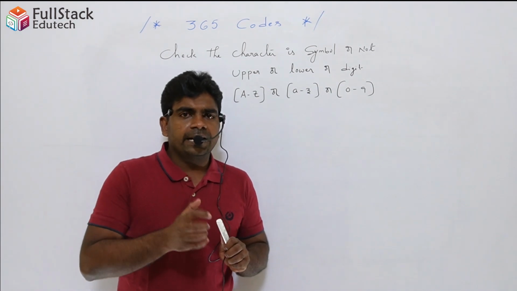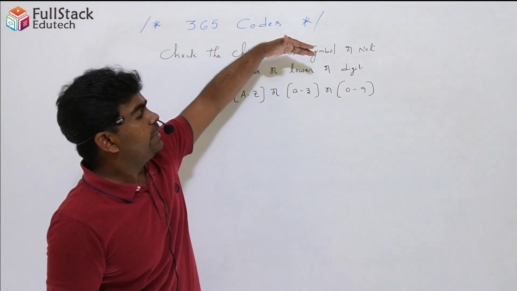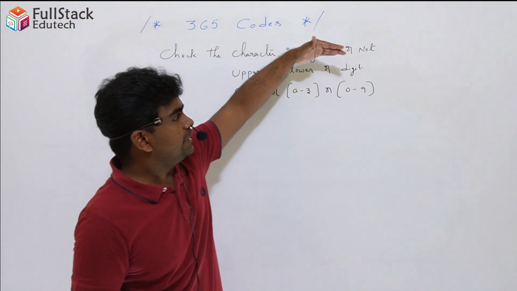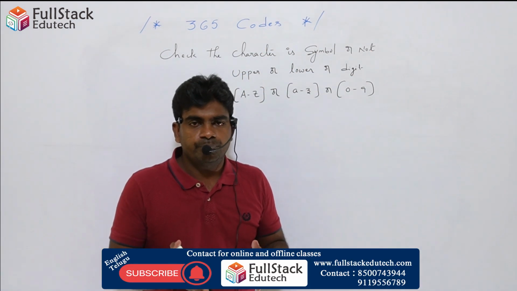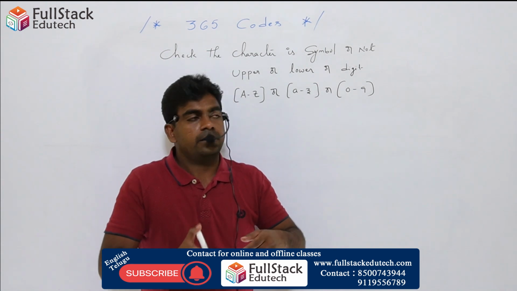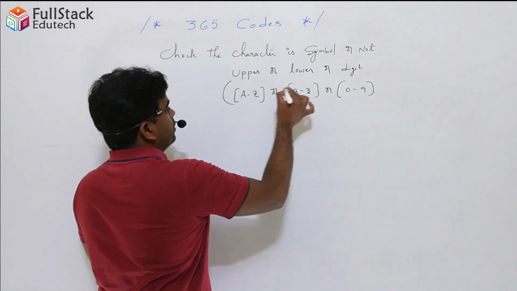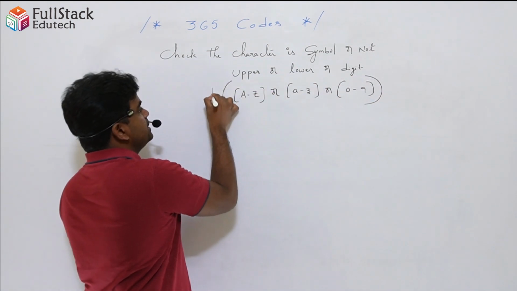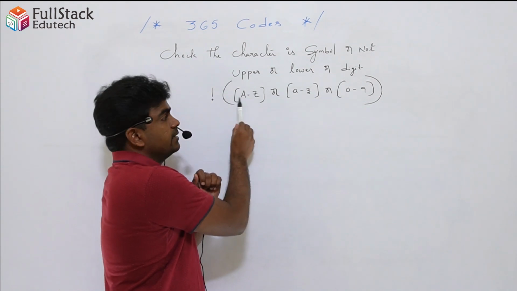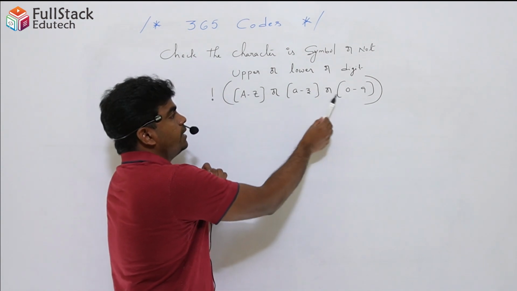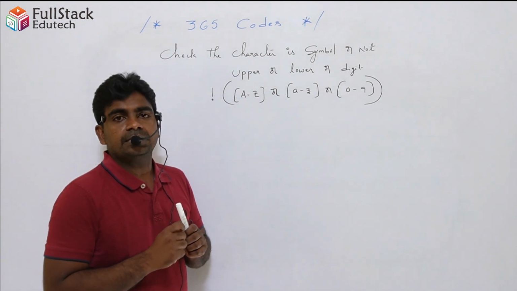See, we know the range for uppercase alphabet is A to Z, lowercase alphabet is small a to z, digit is 0 to 9, but the symbols range we don't know. All the remaining ones we can call symbols. So just before, you have to use the logical not operator. If it is not uppercase, not lowercase, not digit, right? We simply call it a symbol.